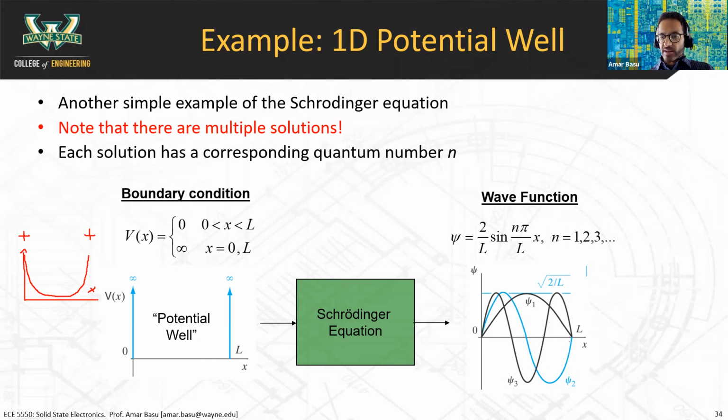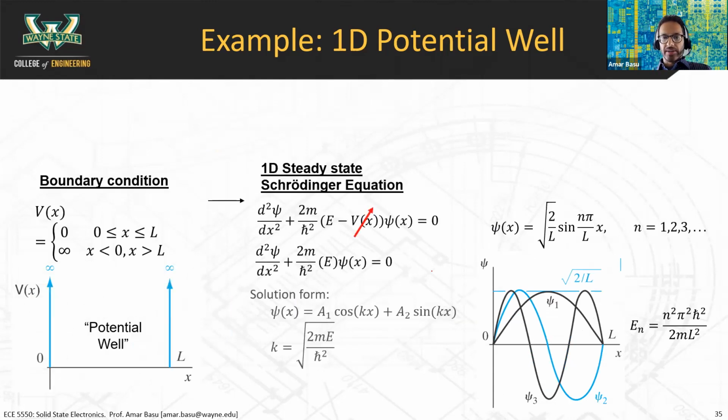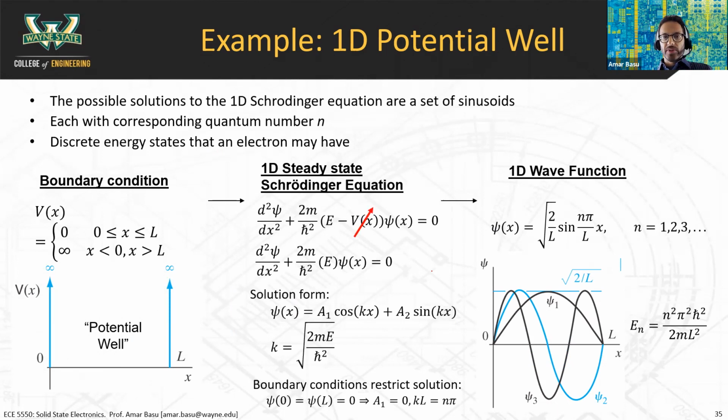So these are 3 sinusoids you can see here at slightly different frequencies, right? Slightly different wavelengths. So this is just illustrating the first 3 solutions to the Schrodinger equation in a 1D potential well. Okay, so we'll go into some of the details of how this is solved. I'm just going to put this all out on here, and we'll go through it step by step. Okay, so the possible solutions to the 1D Schrodinger equation are a set of sinusoids, each with the corresponding quantum number n. Let's see where that comes from.